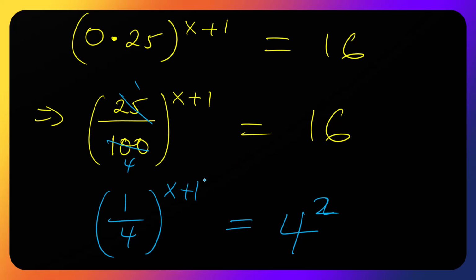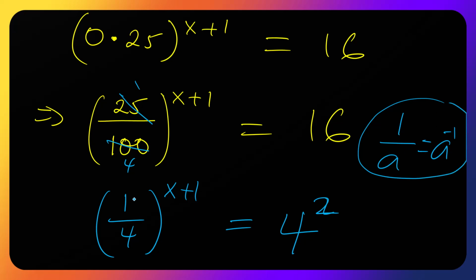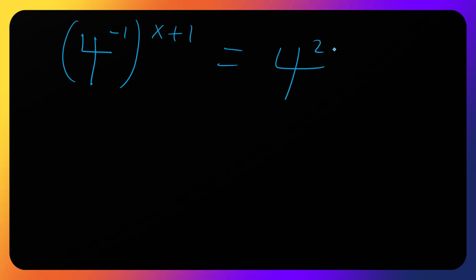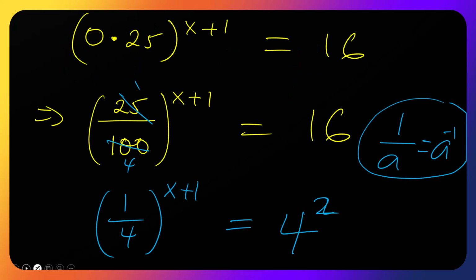But 1 is hanging. We have a fraction here and we have a number in a linear form, so we need to do something to this. So let's record this: 1 over a is the same as a to the power of minus 1. So 1 over 4 will go to 4 to the power of minus 1. Then we have 4 to the power of minus 1, to the power of x plus 1, equals 4 squared.